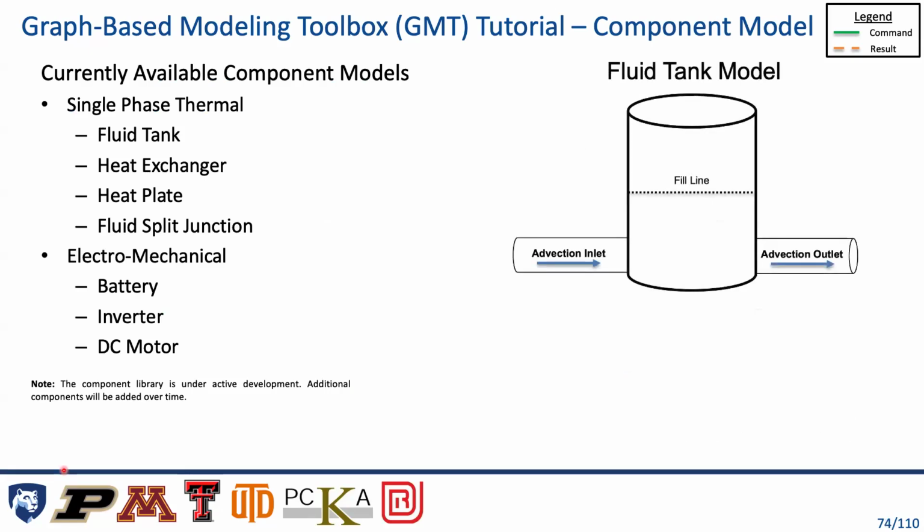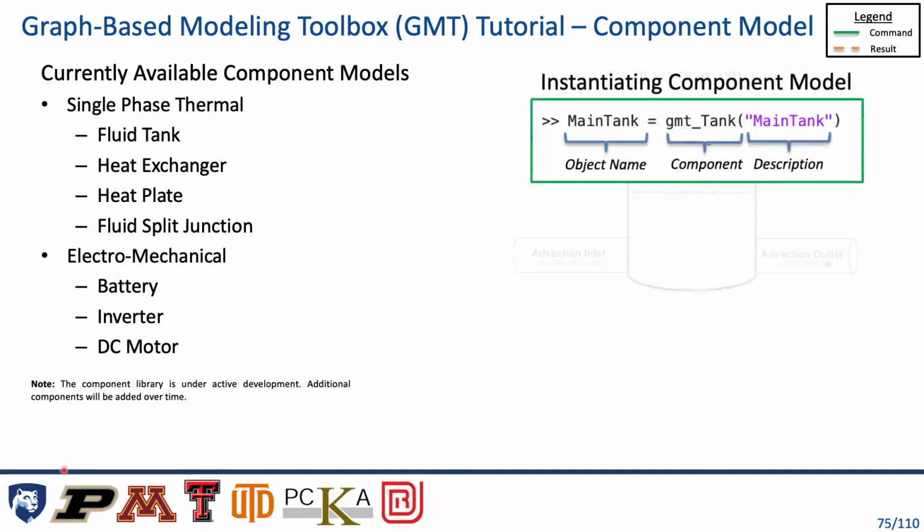It's single input, single output advection, and storing heat in the fluid of the tank. To create an instance of this model in the workspace, we have a class GMT_tank, which is our generalized structure for a tank model. For every component model, the first input argument is a description of this instance. In this case, we're going to call this one main tank, which is a string data type. We're going to assign it a workspace variable name, also main tank. It's best practice to name them the same for traceability.